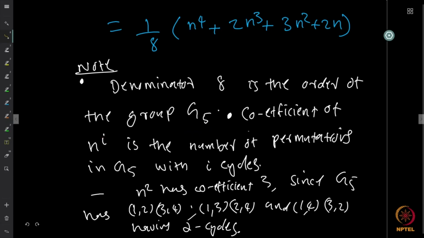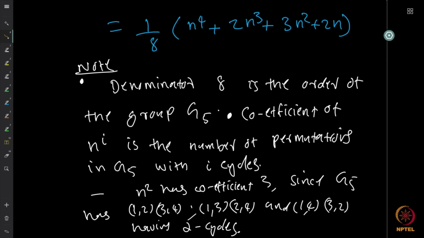Now, the coefficient of n raised to i, right? n raised to 4, for example, is the number of permutations in G5 with i cycles. So how many permutations are there with 4 cycles? There is precisely 1, right? So therefore I get the coefficient of n raised to 4 to be 1.